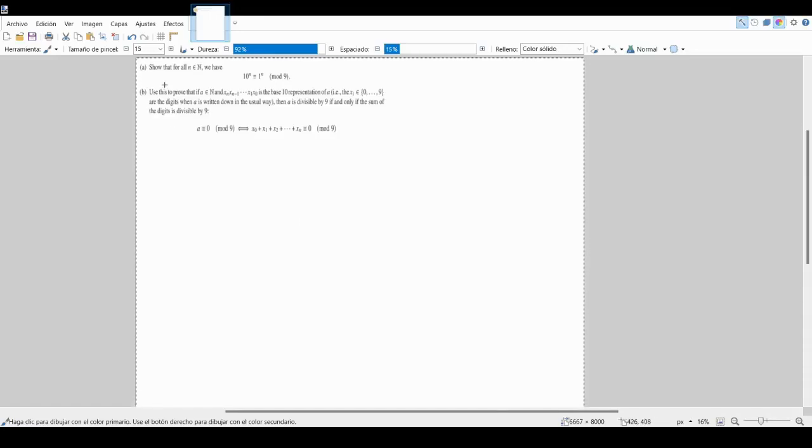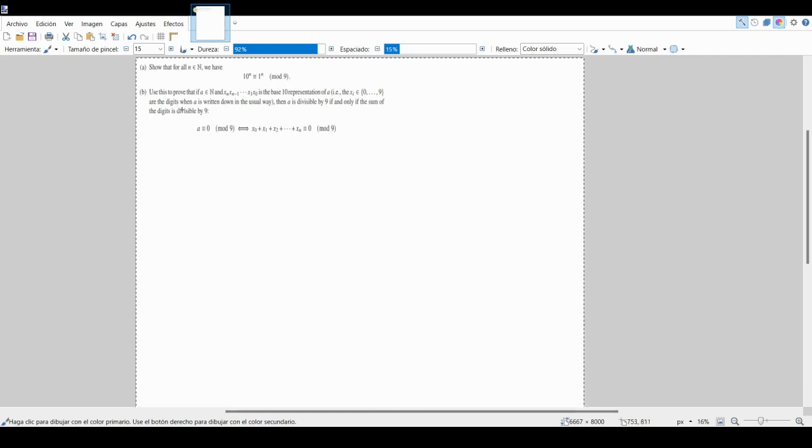Okay, so first we're going to show that for every natural number n, 10 to the power of n is congruent to 1 to the power of n, mod 9, which will equal 1 mod 9 because 1 raised to any power will be itself.